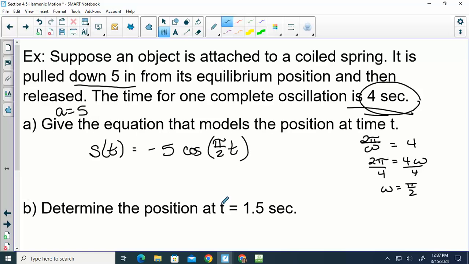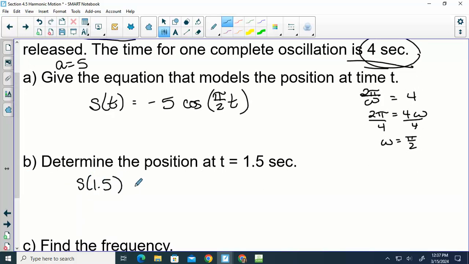We're using t instead of x because we're talking about time. So it's the exact same thing that we were doing, except they're switching up the variables on us. They're using t and omega instead of b and x, but same idea. If I ask you to determine the position at 1.5 seconds, what are you going to do? Plug it in for t.